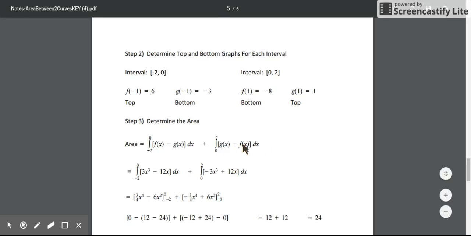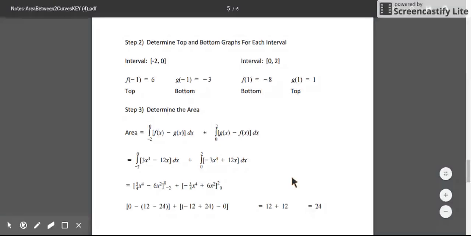And then I subtract the f from the g function, because in my interval from 0 to 2, they get flipped. Now the f function is on the bottom and the g function is on top. So if I integrate that from 0 to 2, I get the area of that region. If we simplify all that, we get 24. Running out of time in this video, so I'll continue in the next one.